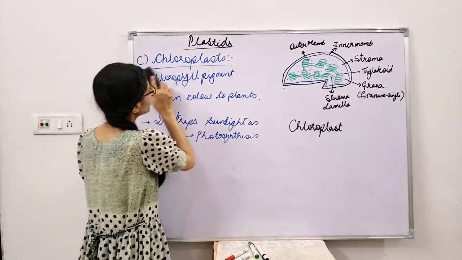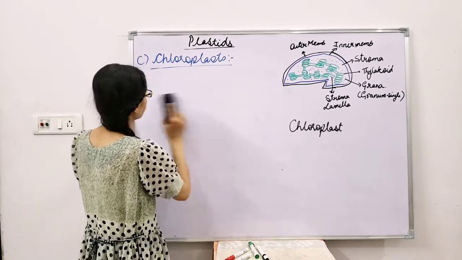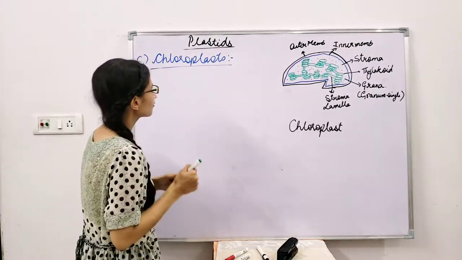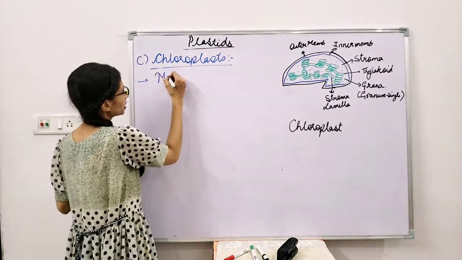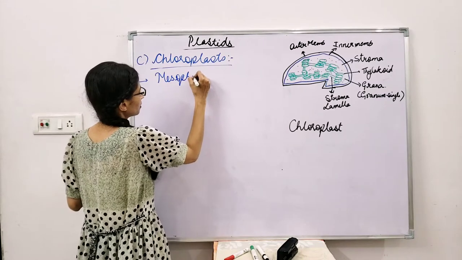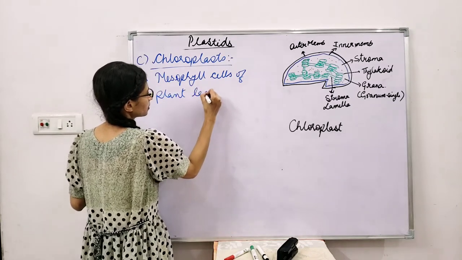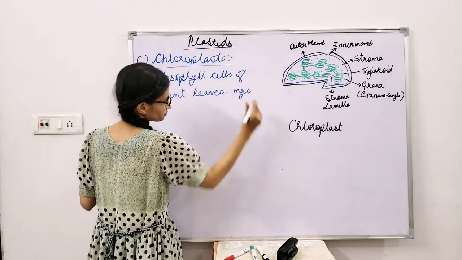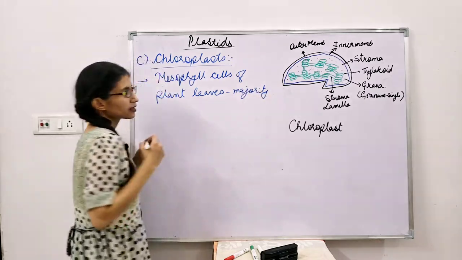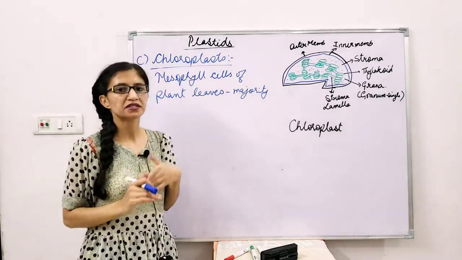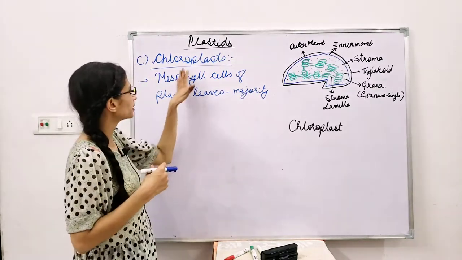Now we'll discuss the chloroplast in a bit more detail. As you can see, a diagram of a chloroplast is present here. We'll discuss where the chloroplast is present in the largest amount. We find the chloroplast basically in the mesophyll cells of plant leaves, in majority. It is not that the mesophyll cell is present only in the plant leaf; it is present in some other parts of the plant too, but in higher number you will find it in the plant leaves.